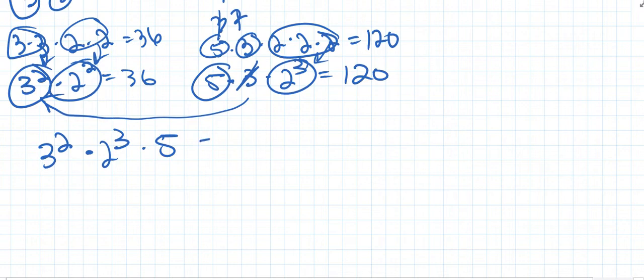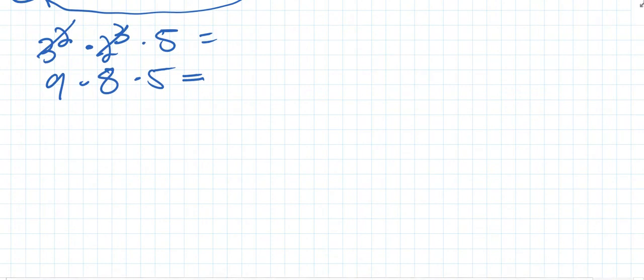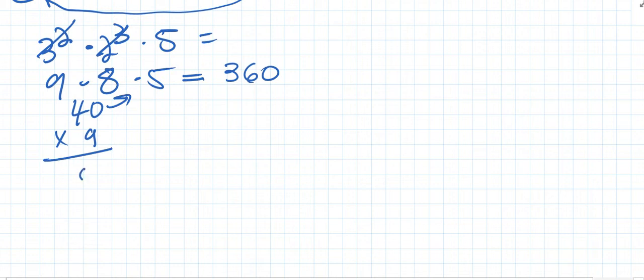So if you multiply this out, you get 9 times 2 cubed, which is 8, times 5. Do 8 times 9, times 5, and you get 360. Let's check that real quick: 40 times 9, 40 being 8 times 5. 9 times 0, and 9 times 4 is 36, so 360.